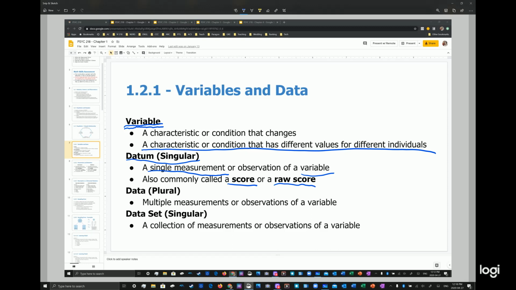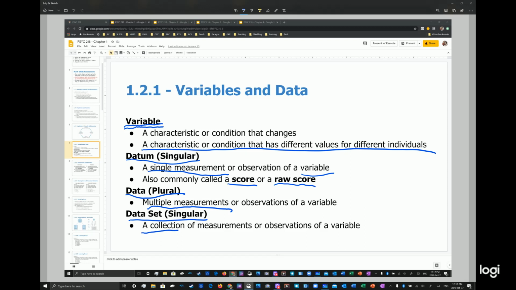Next, looking into data, this is the word you know. In formal English, data is actually plural when we look at multiple scores. Here, we say data as multiple measurements. Just like there are multiple students in a class, there are multiple measurements in a data set, which is this word here. So when we have a group of scores, we call that a data set.